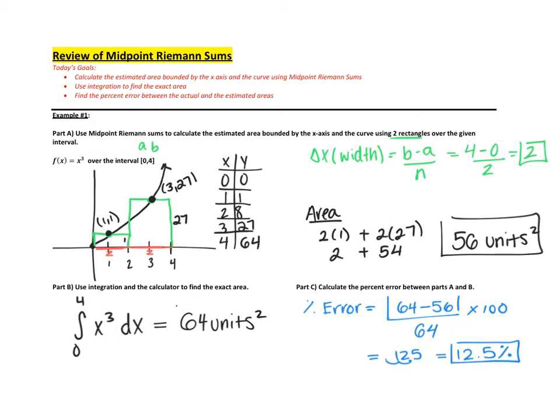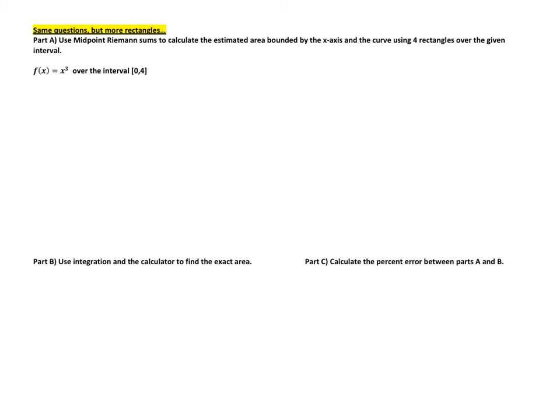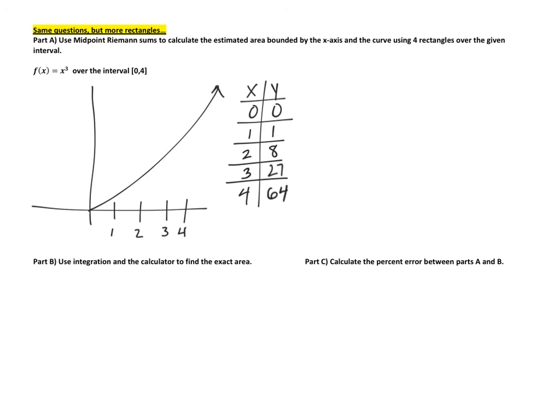Okay, let's try the same example, but I want to increase the number of rectangles now. So as we've been doing all week, if we increase the number of rectangles, we should be getting closer to the exact area. So take a minute and redraw your picture here and your table of values, and we're going to do the midpoint together. So pause the video and then hit resume when you're ready.